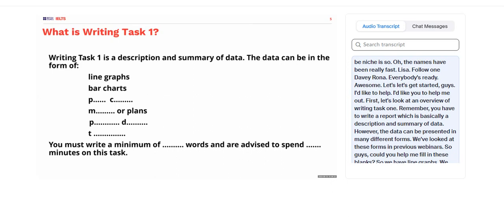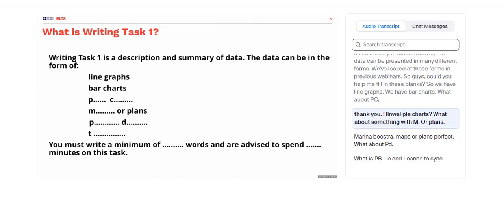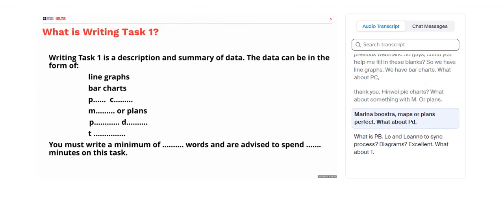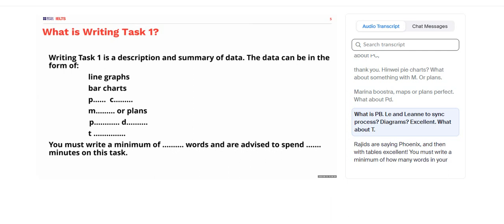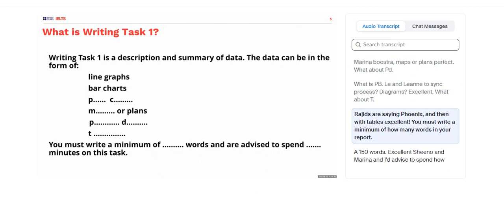So we have line graphs, we have bar charts. What about PC? Thank you. Pie charts. What about something with M or plans? Maps or plans. Perfect. What about PD? Process diagrams. Excellent. What about T? Tables. Excellent.